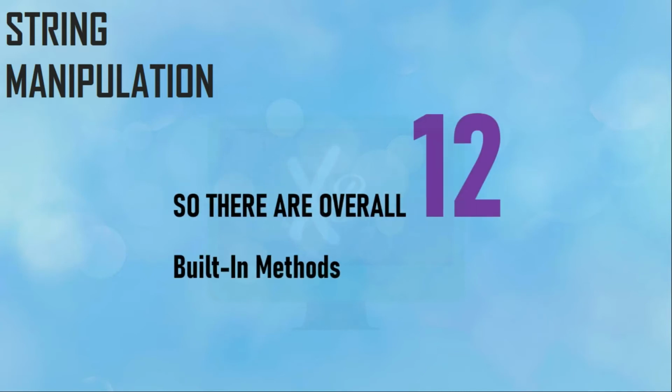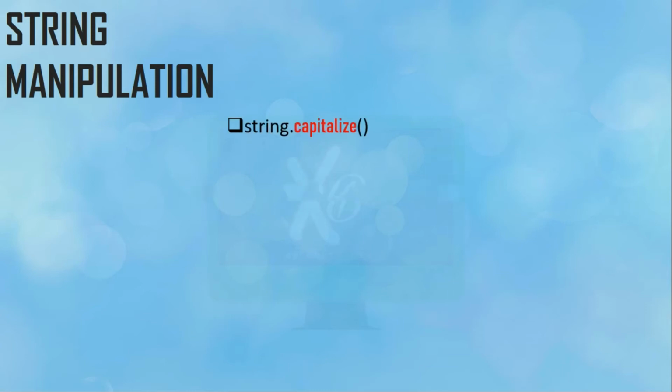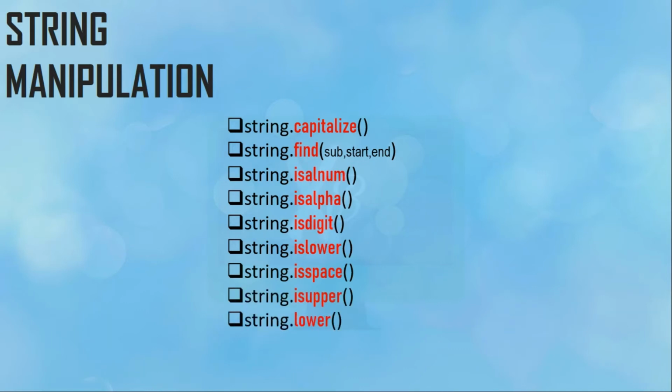Alright, so there are overall 12 built-in methods. Let's start with the first one. We have string.capitalize, string.find, and in the brackets we have sub, start, end. We have string.isalnum, string.isalpha, string.isdigit, string.islower, string.isspace, string.isupper, string.lower, and string.upper. For your information, these are only 10 methods. The other two we would be doing in the next video because they need a lot more explanation.